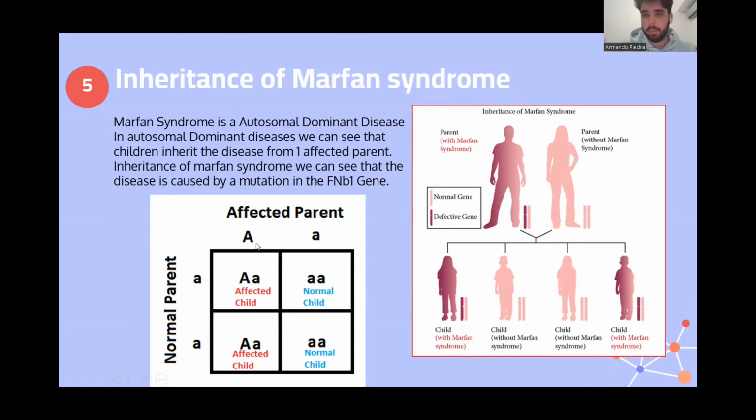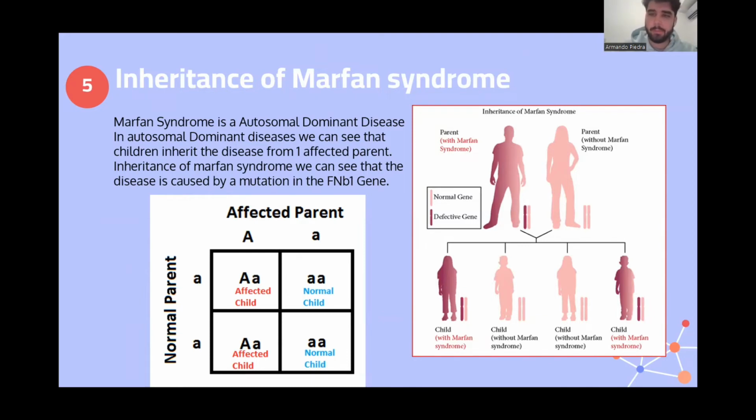Here we have a normal Punnett square of an autosomal dominant disease. Here we see the affected parent and a normal parent. We see that they have a 50% chance of having a child with Marfan syndrome.